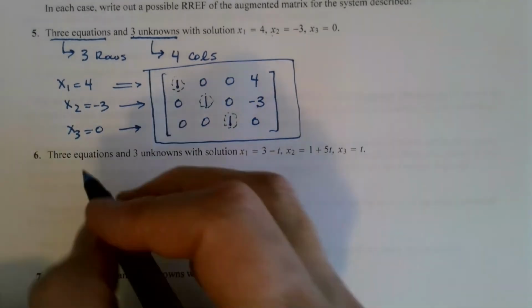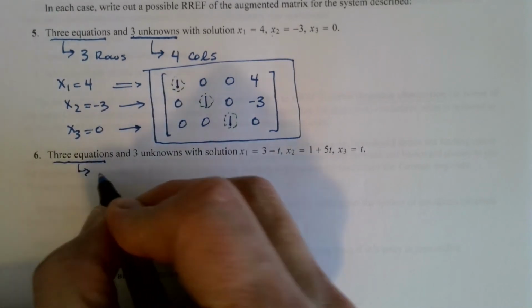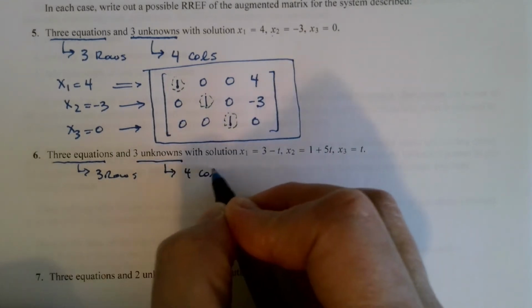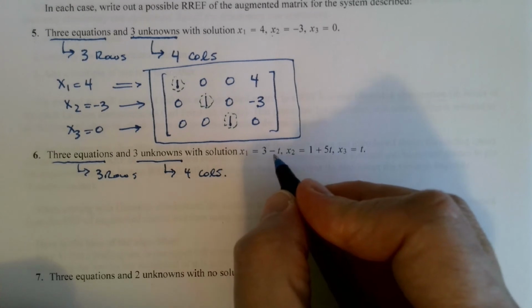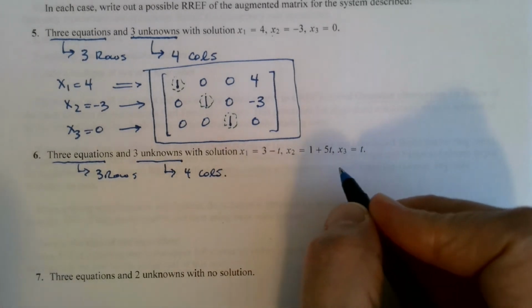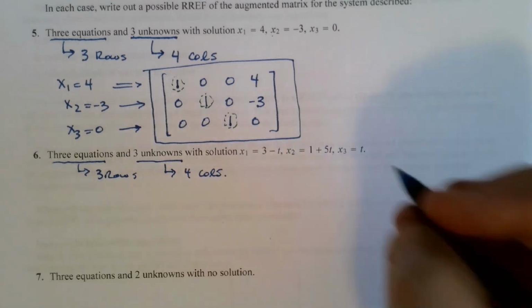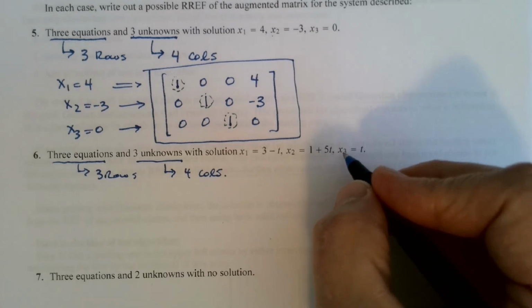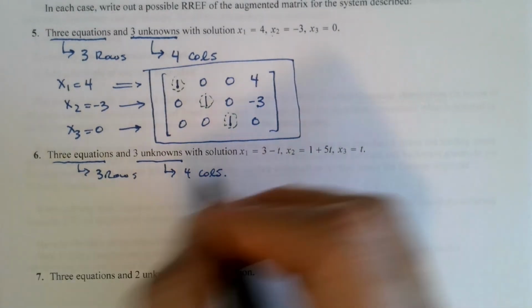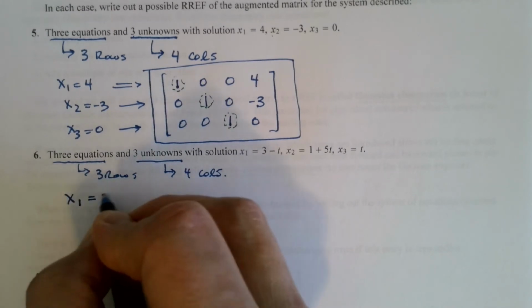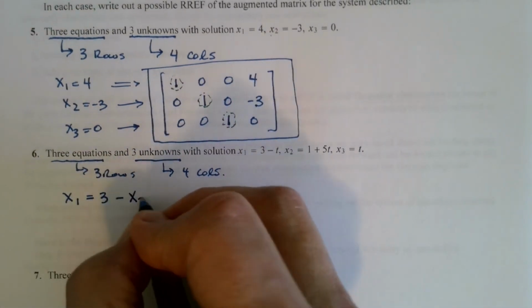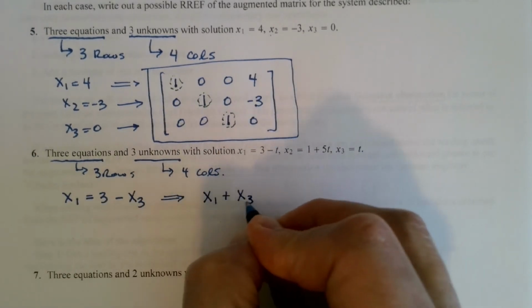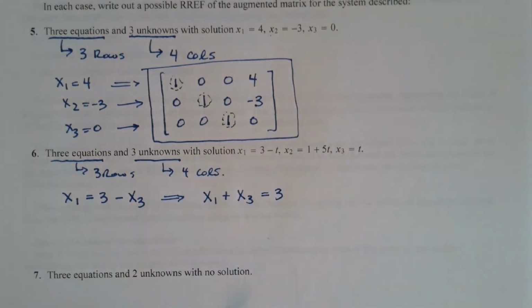What happens if we have, again, 3 equations, which is 3 rows, and 3 unknowns? Again, 4 columns, so same size as the previous one. But this time the solution has a parameter in there. X sub 3 is a parameter. How is that going to affect things? Well, what you want to do here is sort of work backwards. X sub 3 is t, so I want to plug in t for x sub 3. So x sub 1 is what? 3 minus t, but t is x sub 3. And then add the x sub 3 back. This is sort of just the opposite of what we were doing when we were going in the other direction.